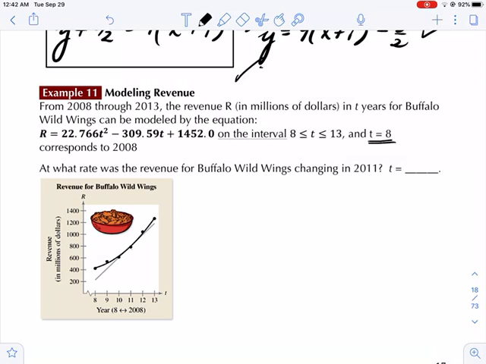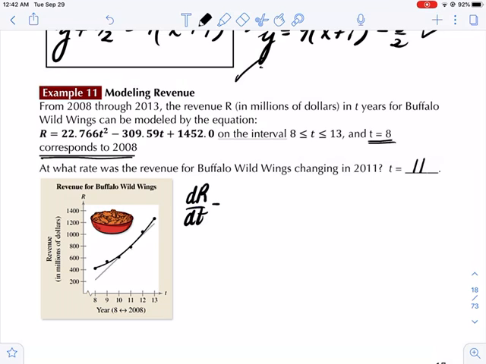So these kinds of statements are important when you listen to that, because sometimes I'll give you a word problem and then you'll want to use t is equal to 2008. But at what rate was the revenue for Buffalo Wild Wings changing in 2011? So that's when t is equal to 11. So we want to remember that. So we want to find R prime of t, right? Or why don't we use some different notation? We've been using prime the whole time, so why don't we use dR dt?